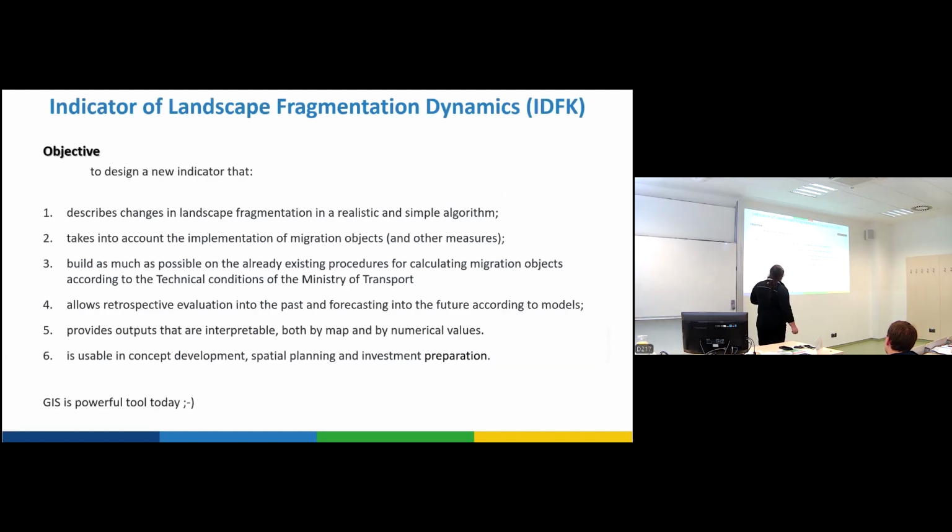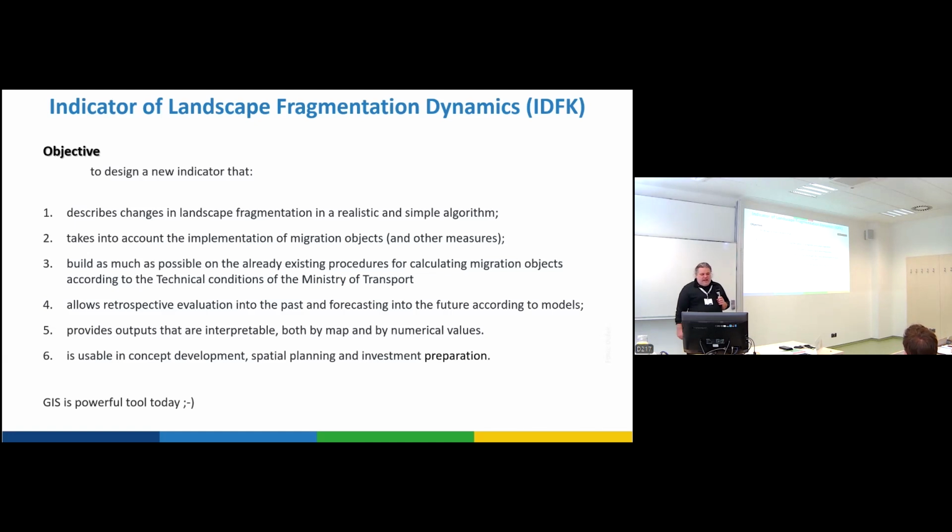So our objective, given by the ministry, because it was a project asked for by the Ministry of Transport, of course, is a new indicator which describes changes in landscape fragmentation with a realistic and relatively simple algorithm, takes into account the implementation of migration objects, overpasses and also underpasses if possible, and builds as much as possible on already existing procedures, indicators and calculations, speaking of migration objects and their evaluation, speaking of the technical conditions of the Ministry of Transport, which is a legally binding document in our country.